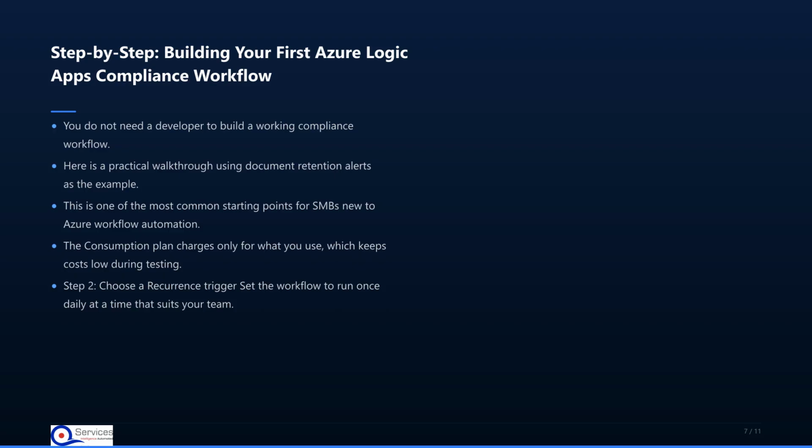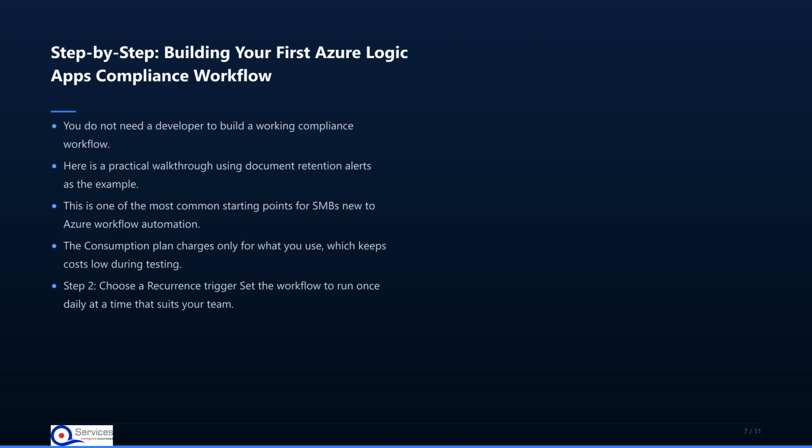Step 3. Connect to your data source. Add a Get Items action connected to a SharePoint list containing your compliance documents, their creation dates, and their required retention periods. If you use a SQL database instead, the Execute a SQL Query action works equally well. Step 4. Add a condition. Use the built-in condition control to check whether any document's retention deadline falls within the next 30 days. Logic Apps evaluates this against each row returned from your data source.